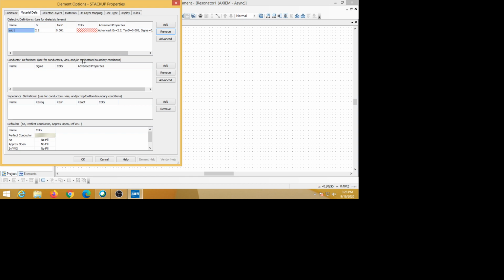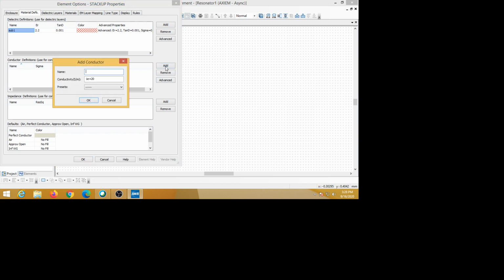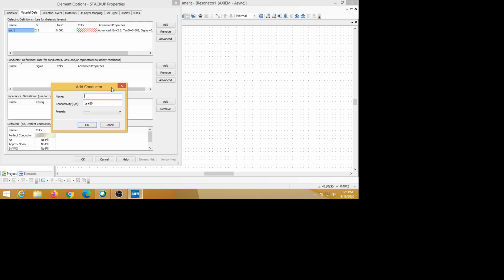Next we have to use a conductor material. For the conductor material, again we are using copper here. Go to add, and in add you can give copper similarly to here. You have to provide the name and sigma, and you can provide a color also.